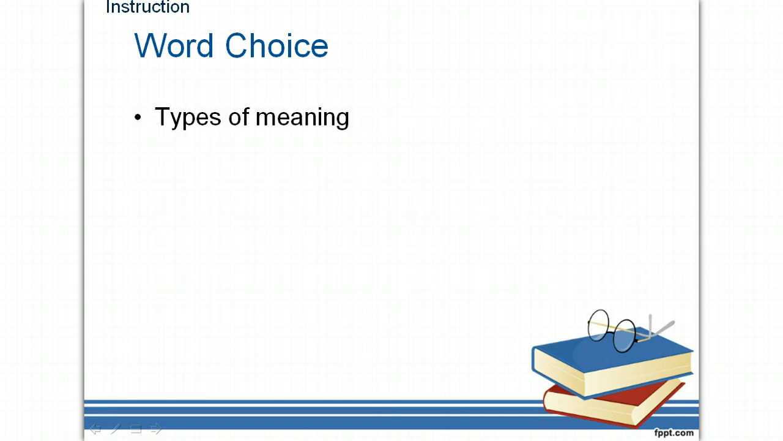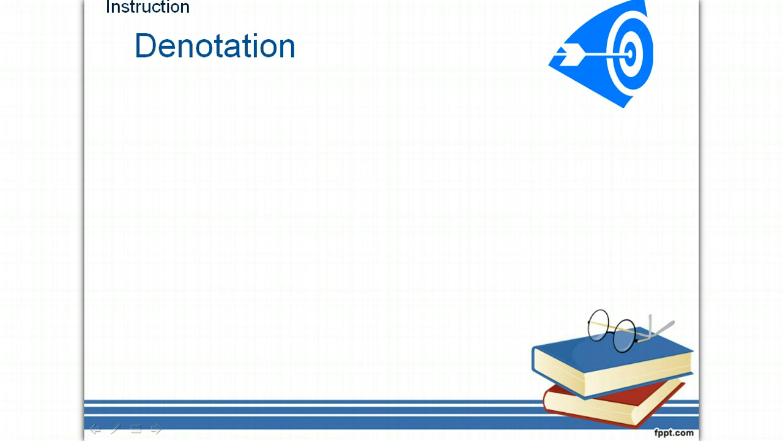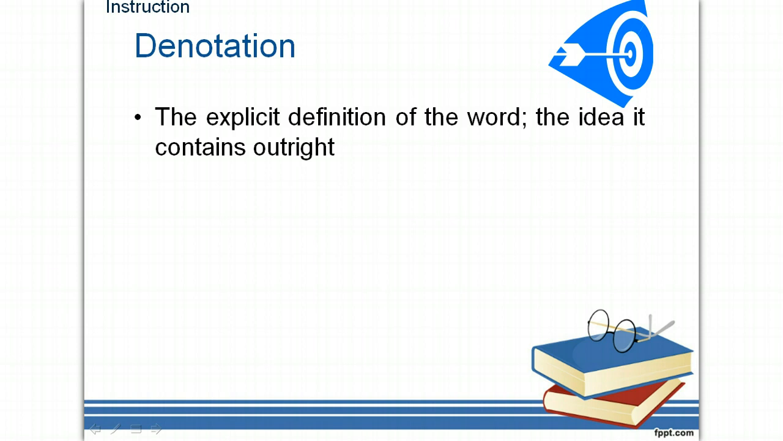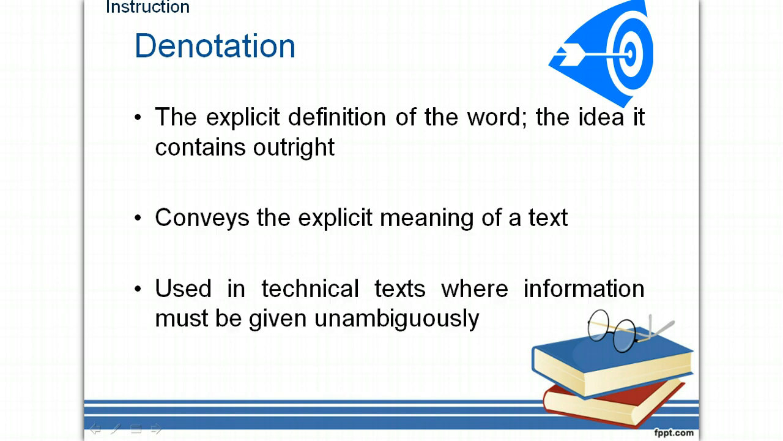The meanings of words and phrases can be categorized like this: denotation, connotation, and figurative meanings of figures of speech. Denotation is the explicit definition of the word. When a word is used, the denotation of that word is that word's definition, regardless of how the word is used in the text. This is often found in text where information must be given with the least amount of confusion, like in legal and scientific documents.